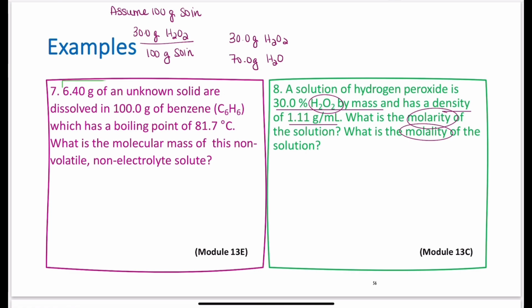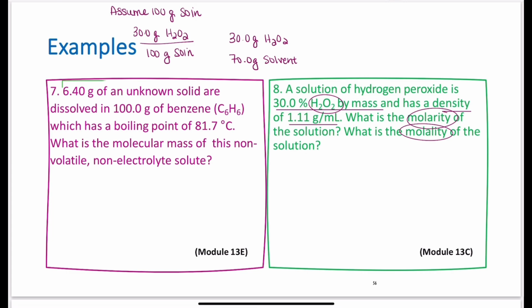Is it for sure water? I don't know. Let's just write solvent. I'm assuming it's water. Doesn't tell me though, and it doesn't truly matter. But because it says by mass, that means percent by mass means it's mass of one to mass of the other, mass of the total solution. So if I have 30 grams of peroxide, I've got 70 grams of solvent here. That makes the molality really easy to calculate.